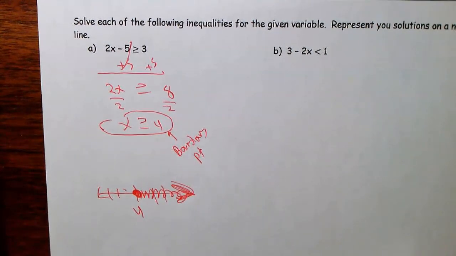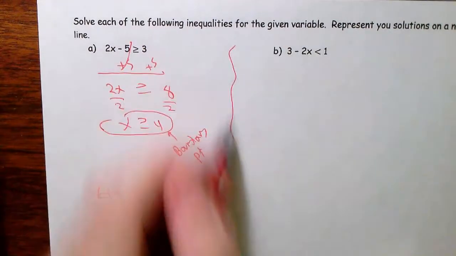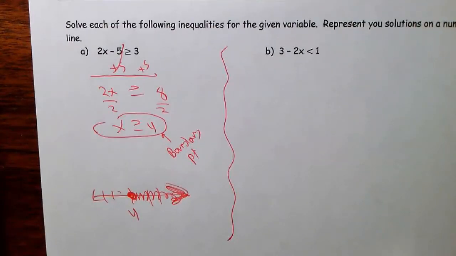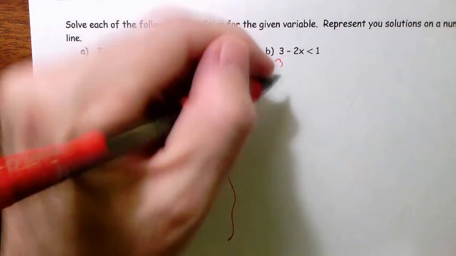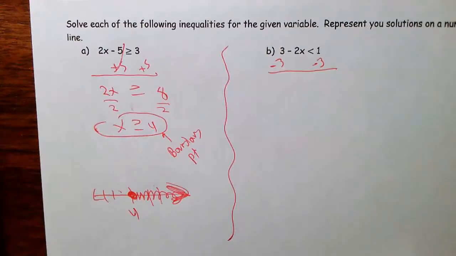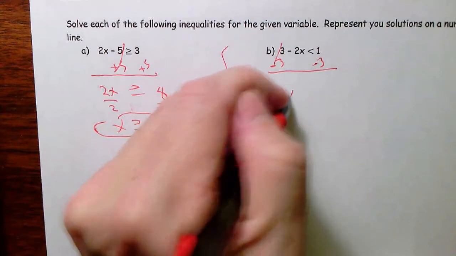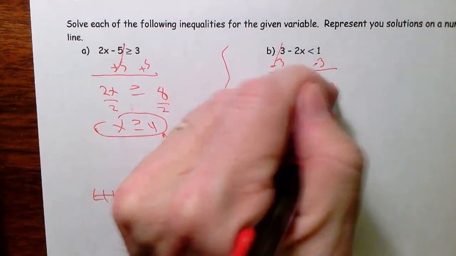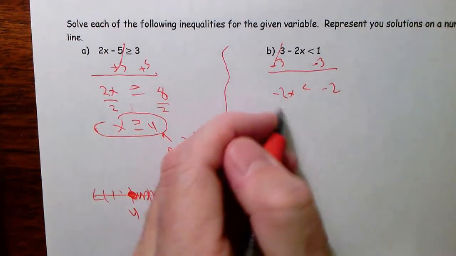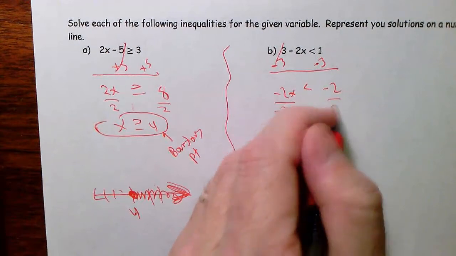And then last up, to solve this one, I would start by subtracting 3 from both sides, right? That would get rid of the 3, and it would leave me with -2x is less than -2.